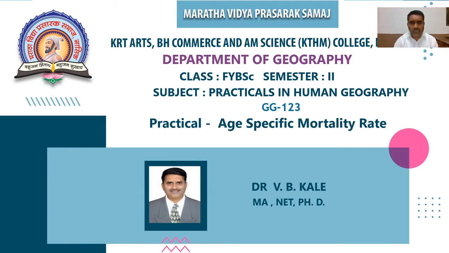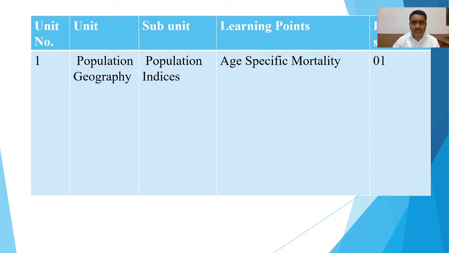Today we are going to see the remaining part of population indices, that is age specific mortality rate. So what exactly does age specific mortality rate mean, and how can we draw a graph of the available data? Let us see.